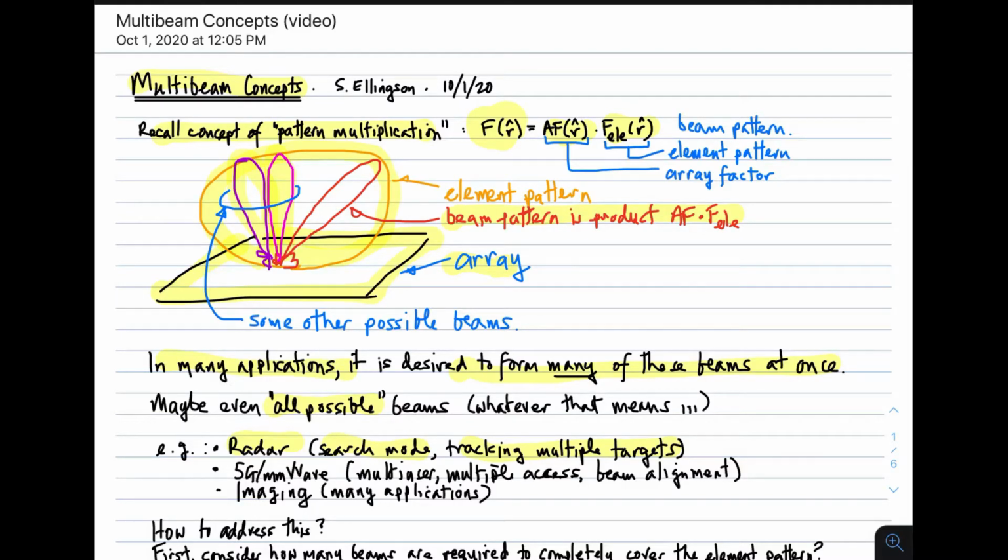In the communications realm, especially in 5G and millimeter wave applications, multibeaming has all kinds of applications, from a multi-user perspective, from a multiple access perspective, and especially in terms of beam alignment. In terrestrial 5G millimeter wave systems, beam alignment is an enormous headache, and it goes a lot faster if you can form a lot of beams at once so that you can most quickly get to the beam that's closest to the distant user that you're trying to communicate with. And of course, imaging. If you're interested in imaging a scene, you want to form all the beams so you can form the image. And this appears in many applications.